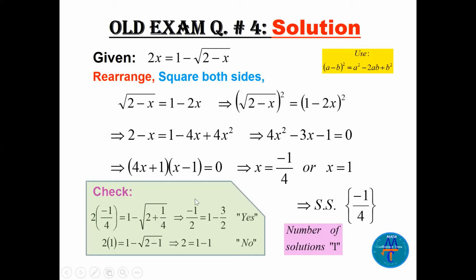Now you have to check, because we squared both sides. When we check, we get the negative solution is correct, because this is the same number, and 1 is not correct: 2 equals 0 here. So the only solution is minus 1 over 4. It can be positive, it can be negative, it can be 0. So the number of solutions is 1.